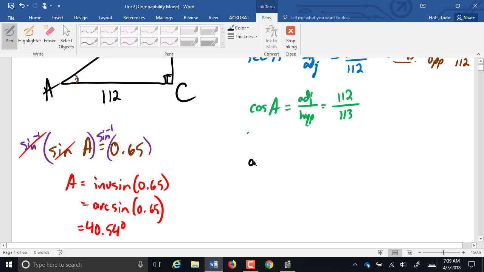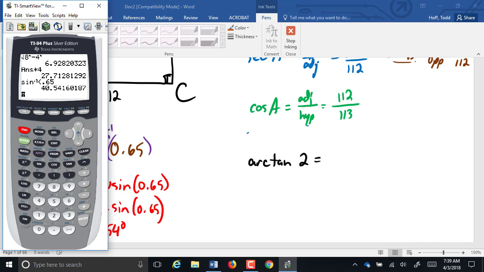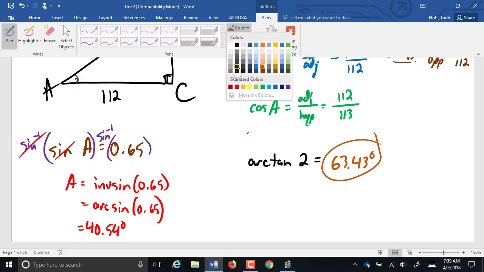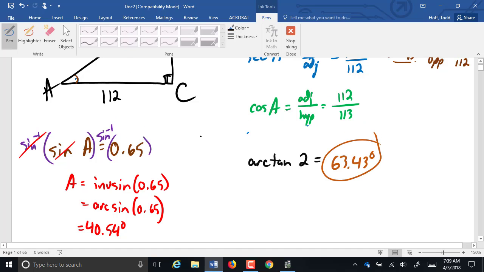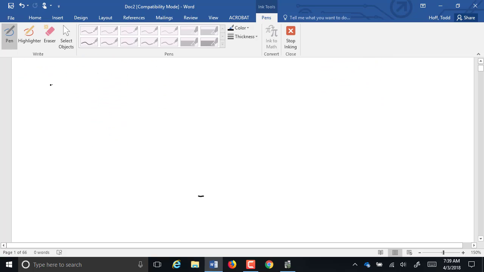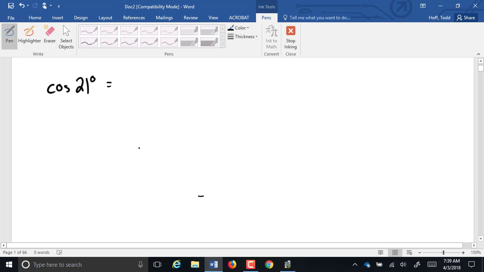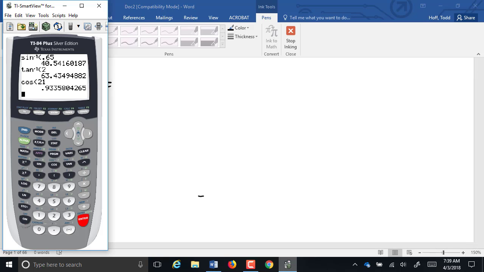What if I wanted to find the arc tangent of 2? That's just the inverse tangent. 2. You got her, 63.43 degrees. What if I ask you to find the cosine of 21 degrees? Careful. 0.9336.